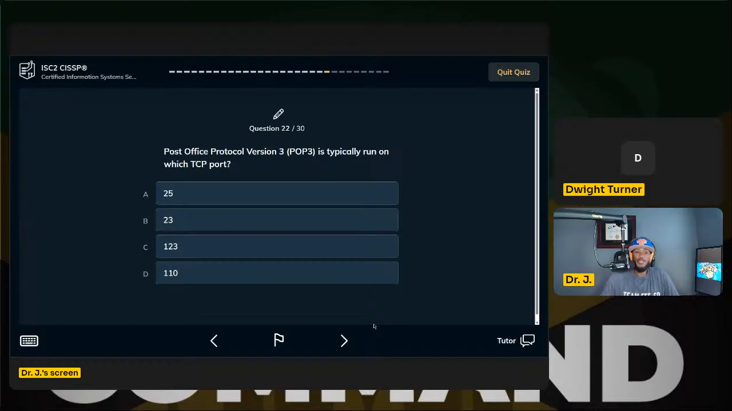All right. Post Office Protocol version 3, or POP3, is typically run on which TCP port? That's going to be Delta, because 25 is SMTP, 23 is Telnet, 123 is NTP, your Network Time Protocol. Yeah, Delta is going to be 110.